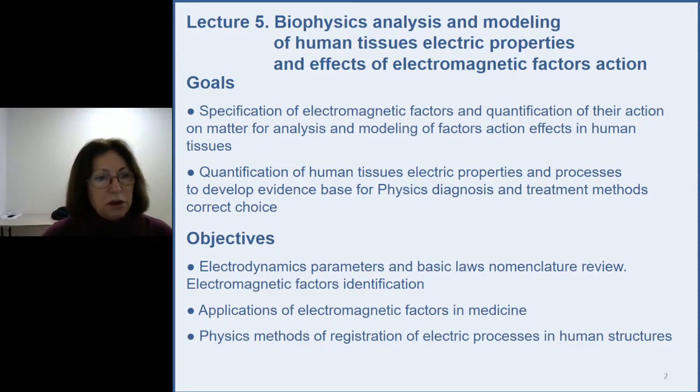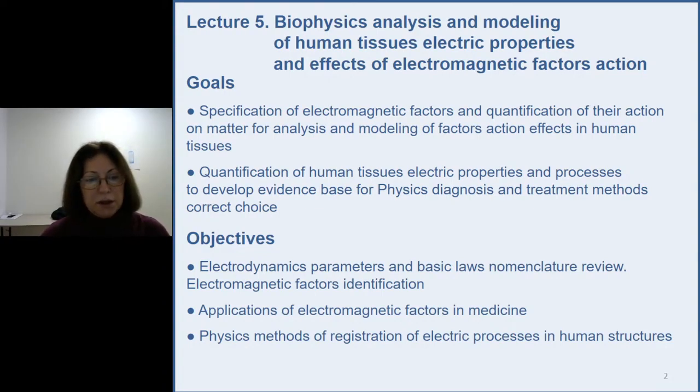And the goal under number 2 is the quantification of human tissues' electric properties and processes to develop an evidence base for the correct choice of physics diagnosis and treatment methods. And the objectives of our lecture today are these: electrodynamics parameters and basic laws nomenclature review, and electromagnetic factors identification.